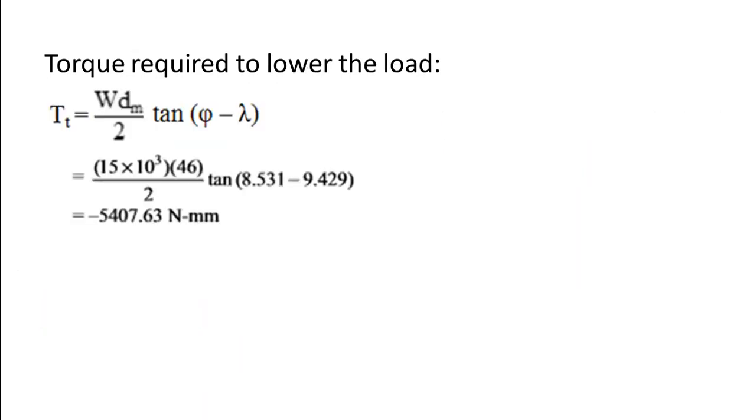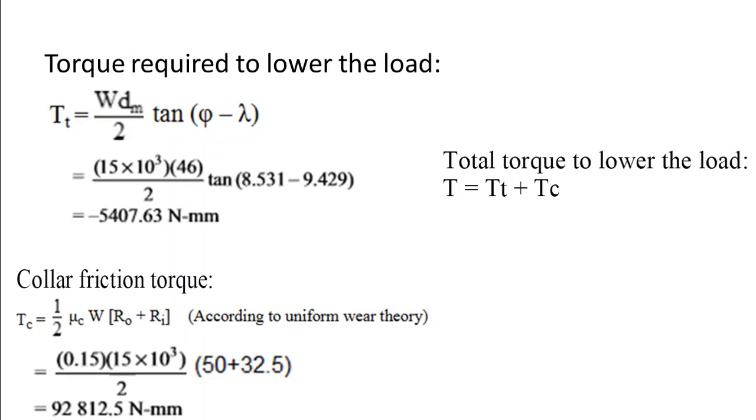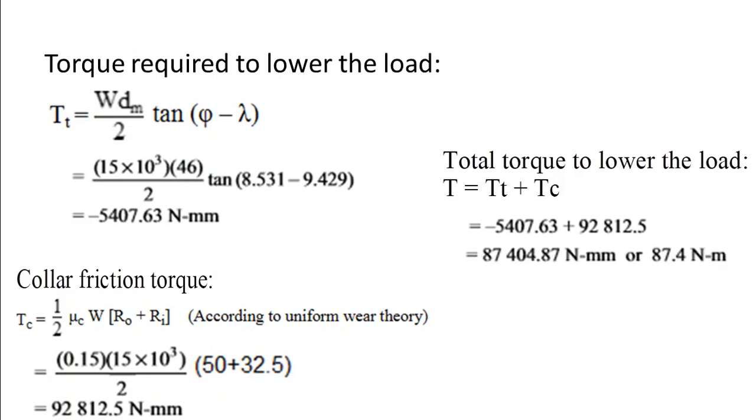Next, I want to calculate the torque required to lower the load. W DM by 2 tan of phi minus alpha. If I put the values, I'll get minus 5407.63 Newton mm. We have already calculated the collar friction torque previously. So if I calculate the total torque required to lower the load, that is the torque required to lower the load plus the collar friction torque, that is minus 5407.63 plus 92812.5. So I'll get the value as 87404.87 Newton mm.